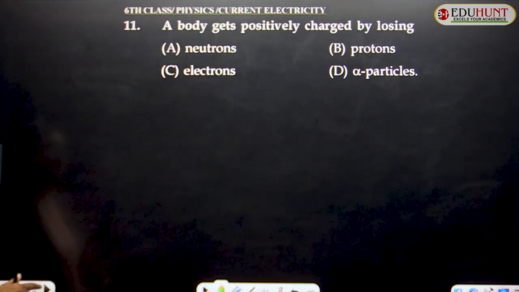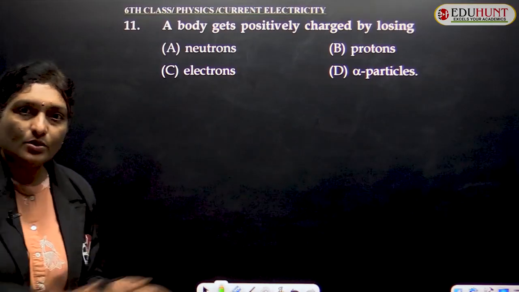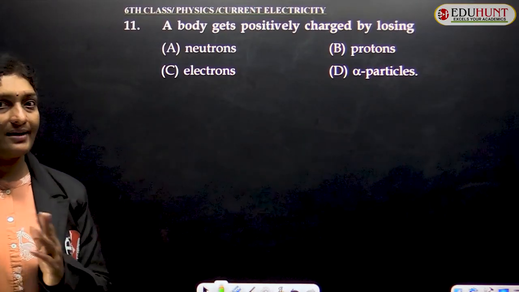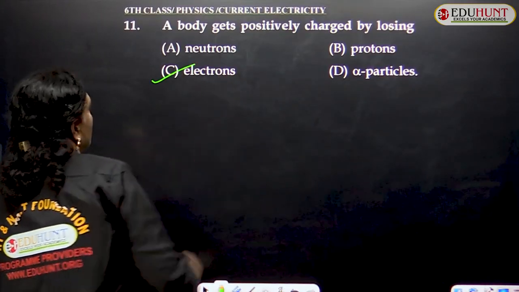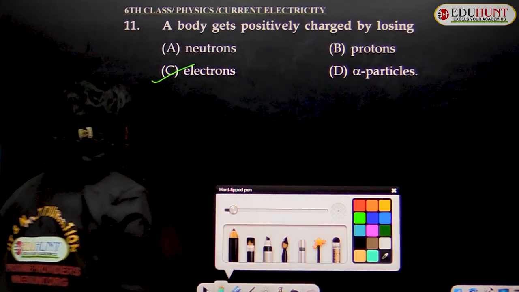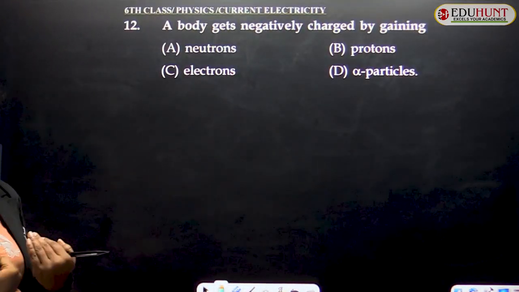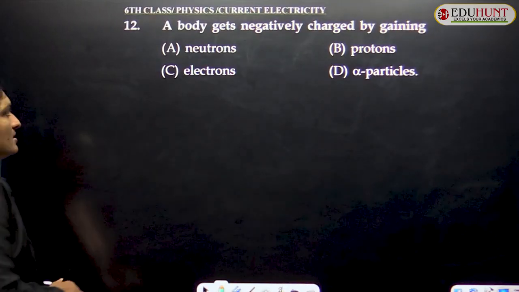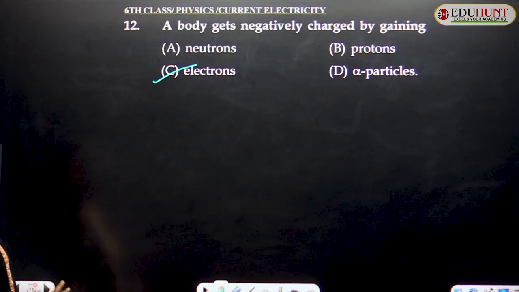a neutral body. Now, the 11th question: a body gets positively charged by losing, always gains or loses electrons. Only electrons are free to move. So, a body gets positively charged by losing electrons. Now moving to the next question: a body gets negatively charged by gaining, again, electrons. Losing electrons gives positive charge, gaining electrons gives negative charge. So, the option is gaining electrons.